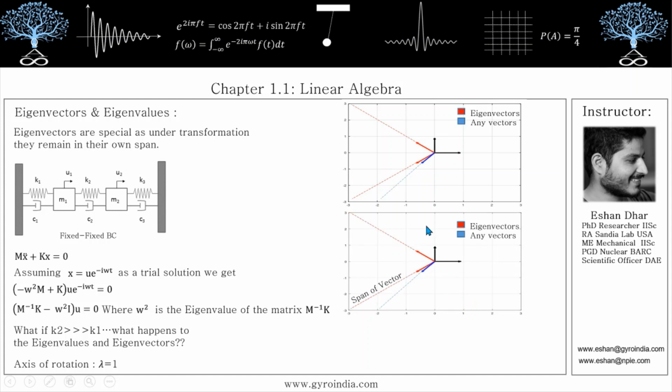In this animation, we have taken three vectors. The two vectors in red are the eigenvectors of this transformation, while the blue vector is just any arbitrary vector. In every iteration, we multiply the vector by the same transformation. We can observe that the eigenvectors remain unrotated and are just scaled by a value, while the blue vector is rotated as well as scaled.